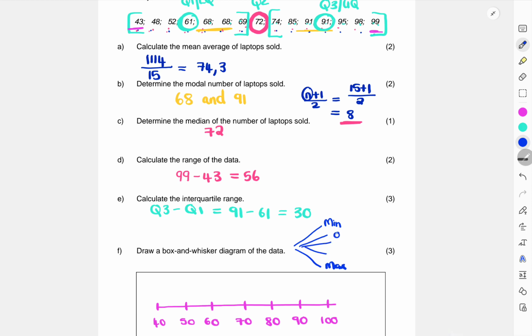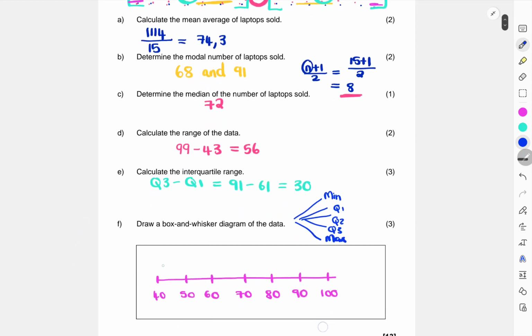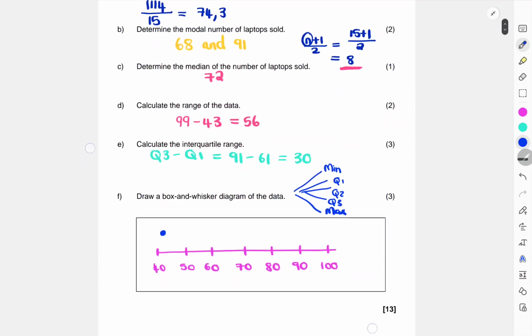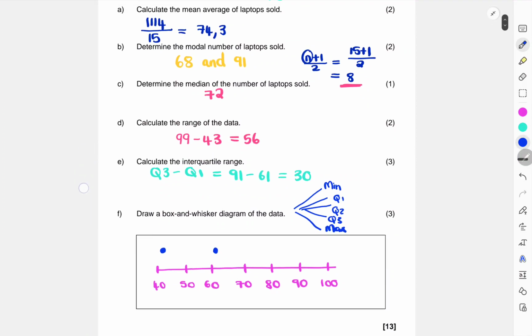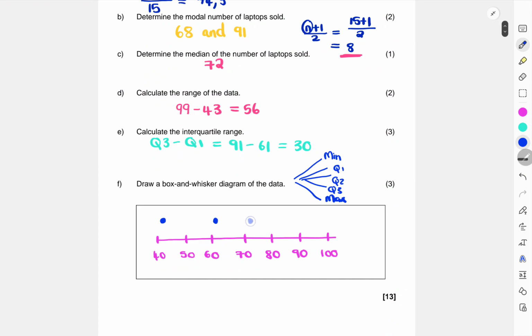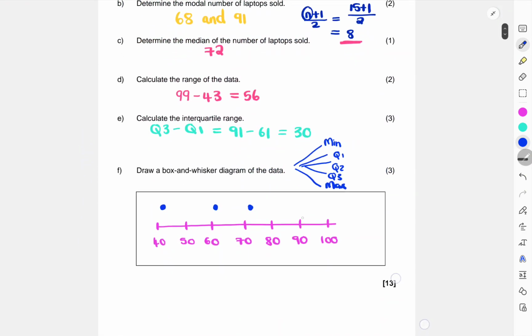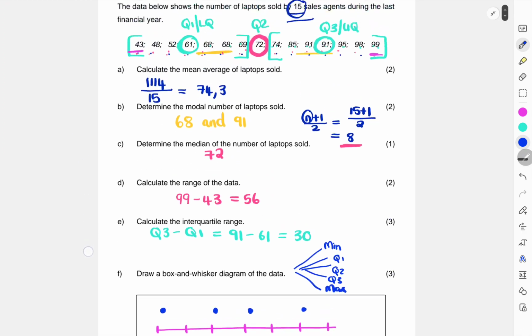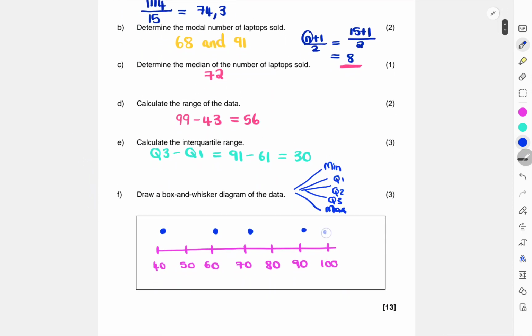your 3 quartiles. Okay, that is not bad. The minimum is 43, so over here you make a little dot. Quartile 1, which was 61, will lie somewhere over there. Quartile 2, which is 72, which is your median, will lie somewhere over there, 91. And then the highest number was 99. And then you draw a little box around your middle 3 dotties, and then your 2 little whiskers coming out.